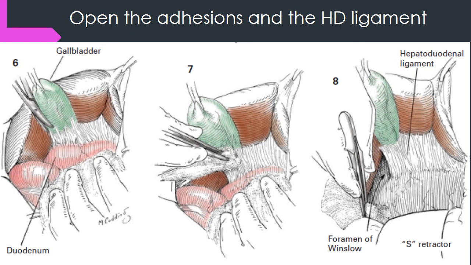Give adequate traction on the fundus of the gallbladder and try to deliver the Calot's triangle into the wound. Definitely you are going to encounter adhesions, multiple flimsy ones, or sometimes even vascular adhesions from the omentum or from the gallbladder to the duodenum or the colon.